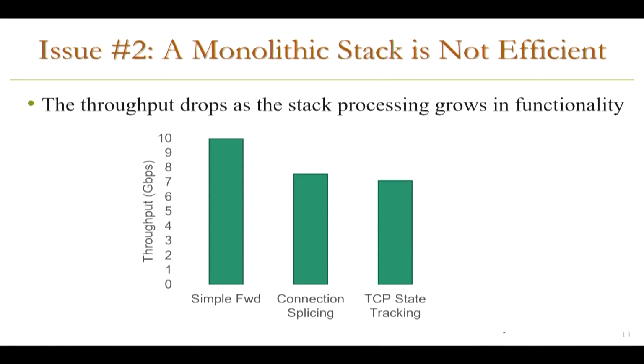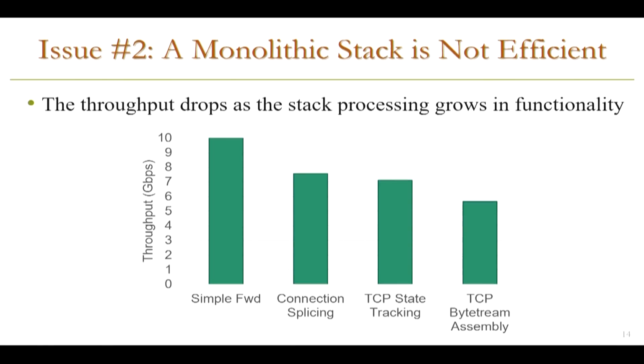The third NF not only detects the start and end of the connection, but it also checks TCP connection states. Finally, the fourth NF performs byte stream reconstruction in addition to state checking. From the results, we can see the throughput drops almost by half as we add more functionality into the stack. And since each NF may not need full TCP functionality, adding unnecessary stack processing could affect the performance.